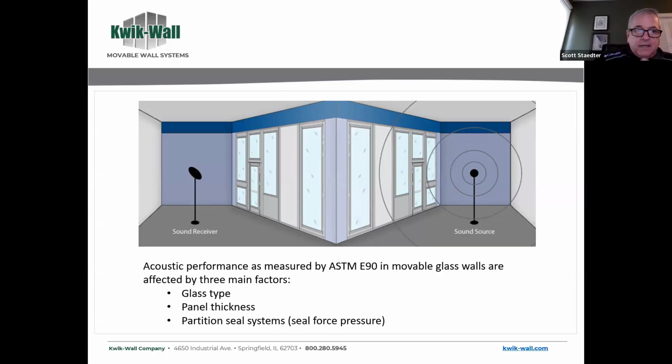Having worked for a company for almost 30 years that owned an acoustical lab, I know how lots of things perform in these labs. And I'm going to tell you, the glass type is extremely critical for movable glass partitions. Then the panel thickness, how thick the panel actually is, and then the seal systems around it, because nothing helps acoustics better than having seal force when you're setting up movable walls. Literally nothing helps better than that to get rid of any type of flanking path around the partitions.